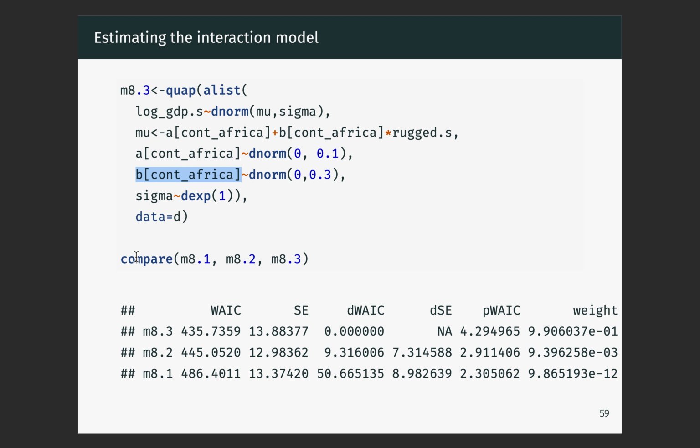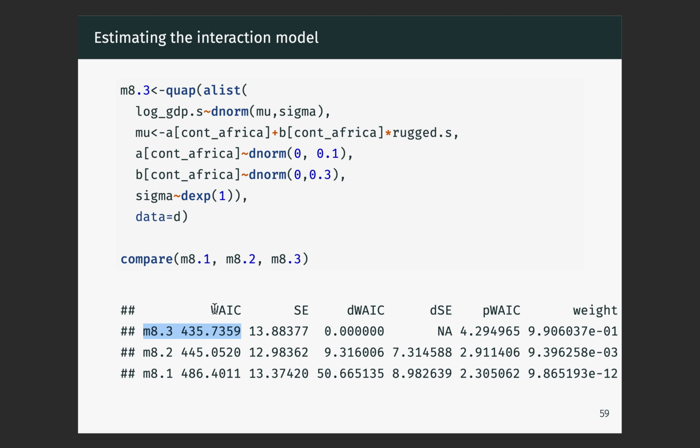Now, we're going to use this compare function just to get our heads around kind of what these models are telling us, right? So M8.1 is the no Africa intercept model. M8.2 has the Africa non-Africa intercept. And M8.3 includes variable slopes. So we have both here variable intercepts and variable slopes.